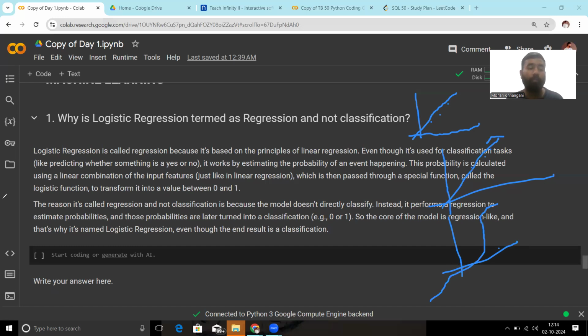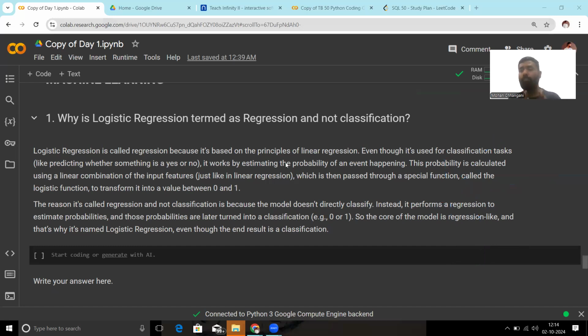So we say that there is a sigmoid curve. Okay, so when the sigmoid squashes the line, we get values between 0 and 1. So logistic regression predicts values between 0 and 1. And that is the reason it is called regression and not classification, because the model does not directly classify. First we perform regression to estimate the probability, and later turn it into a classification like 0 and 1. So the core of the model is the regression line, and that's why the name is logistic regression. We treat it as regression and not classification.